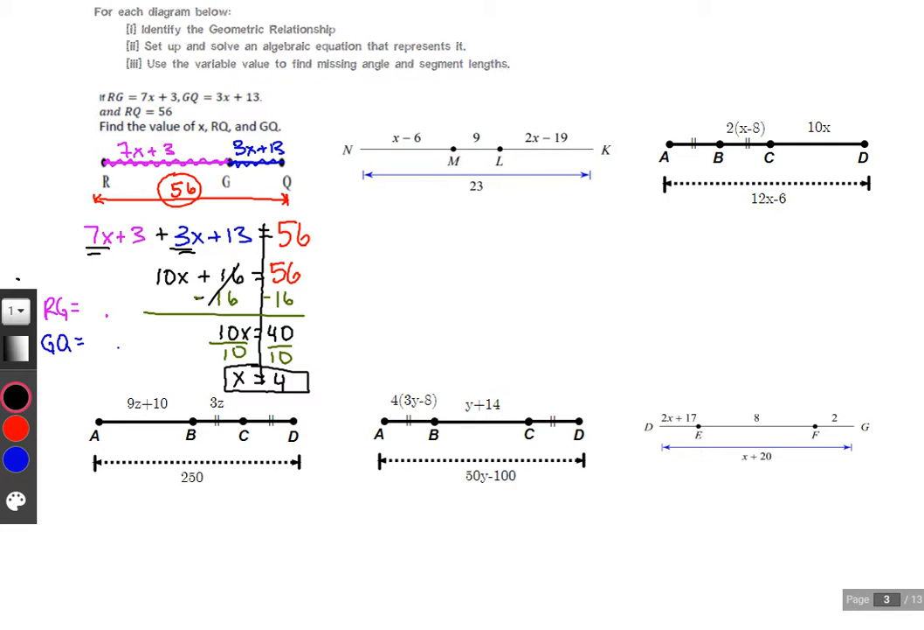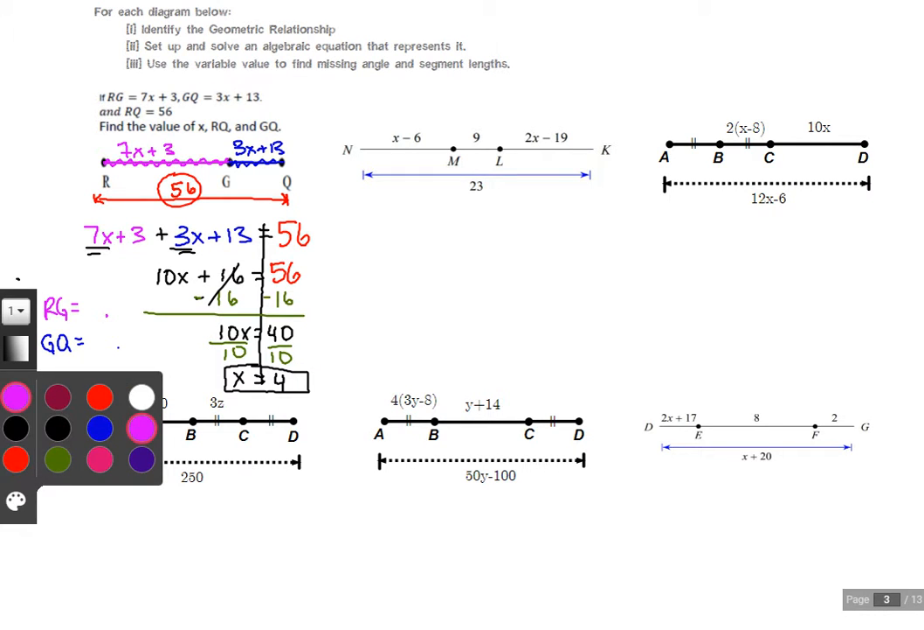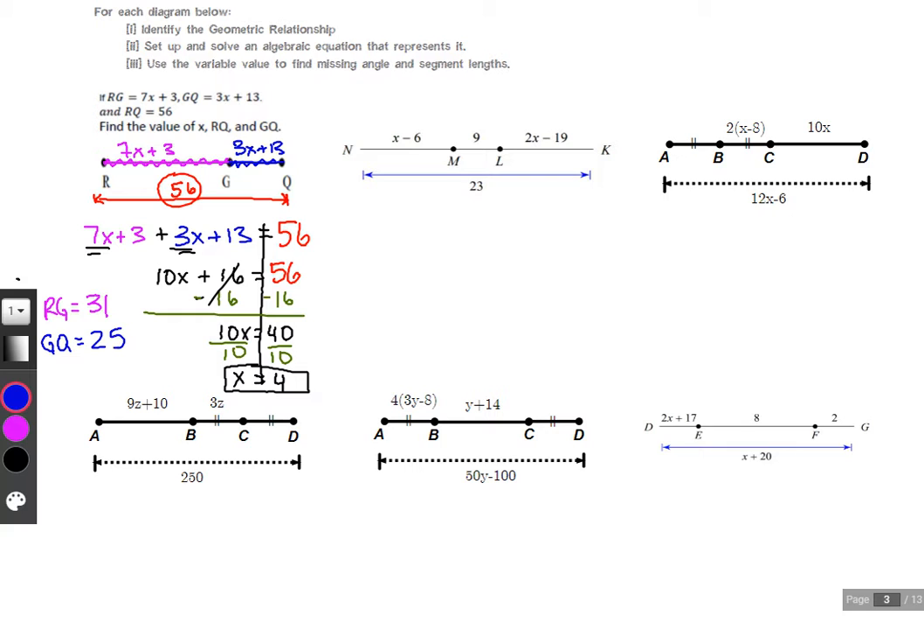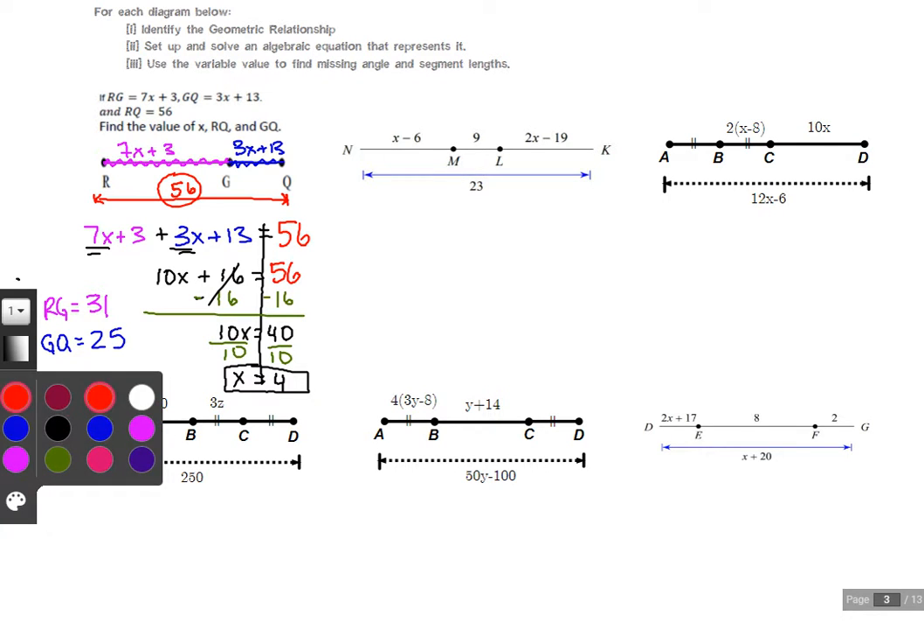Let's go back and substitute. So 7 times 4, so RG, 7 times 4 is 28, plus 3 should be 31. Okay, and GQ, 3 times 4 is 12, plus 13 is 25. There we go, 31 plus 25 is 56. All is right with the world, we got the answer. Because RQ, the whole length, is 56.